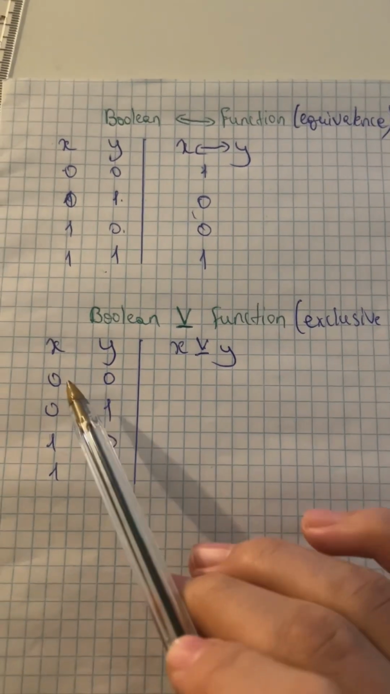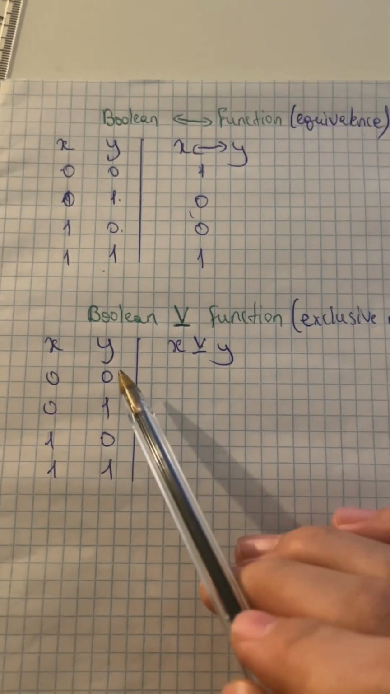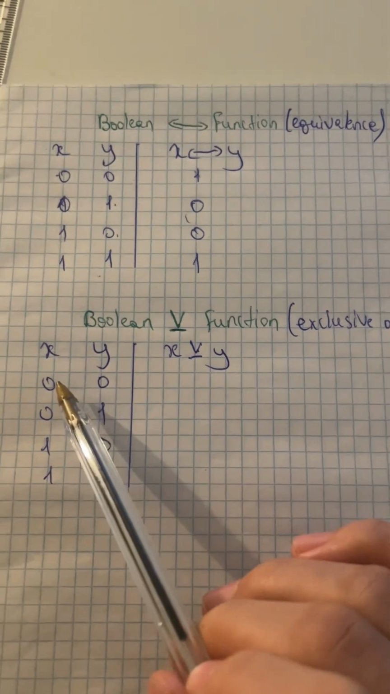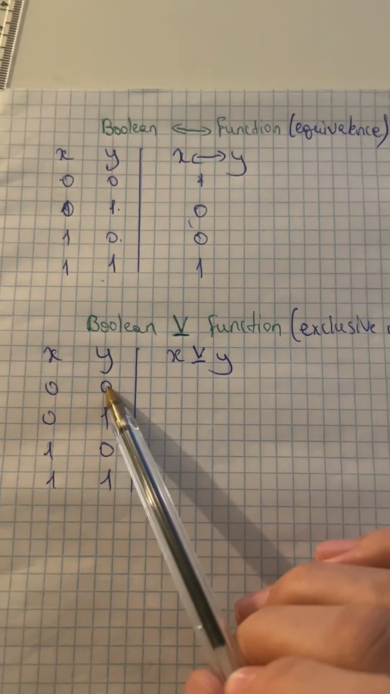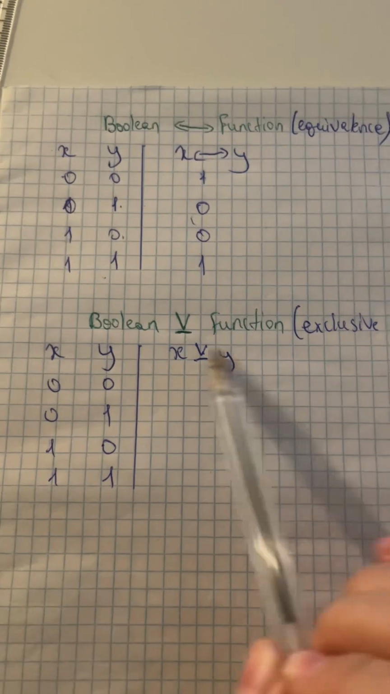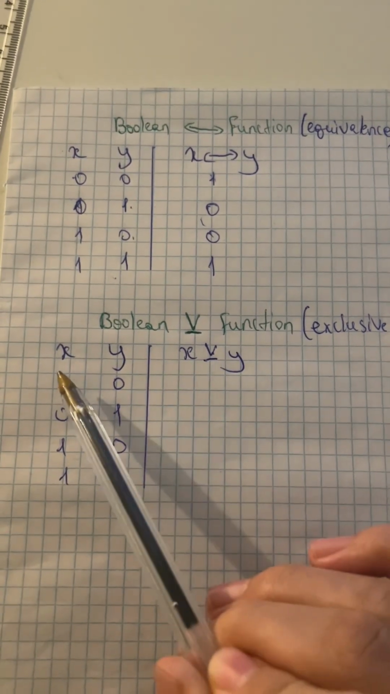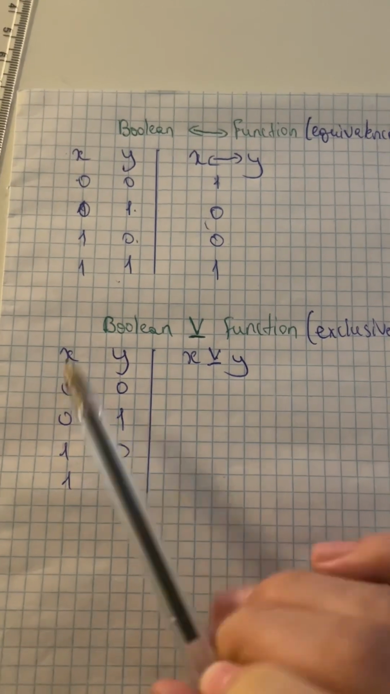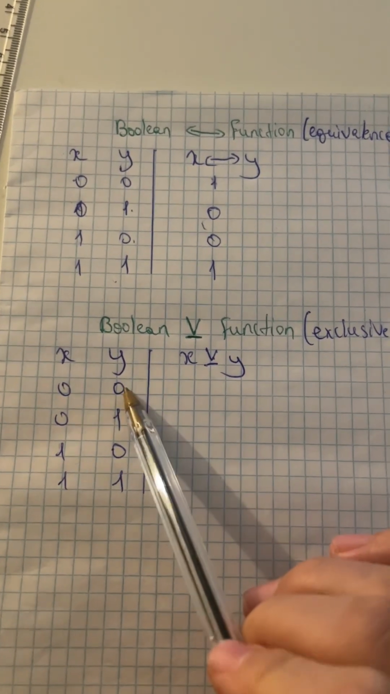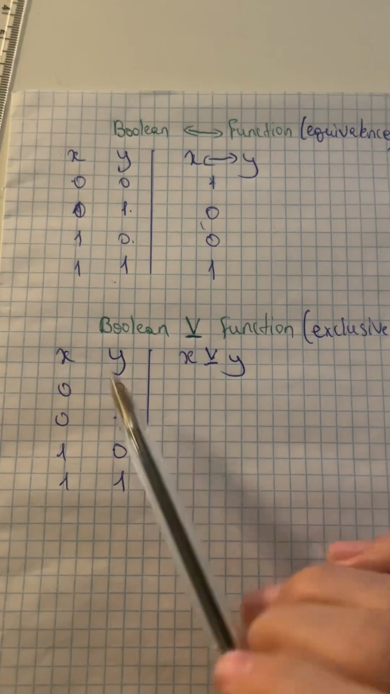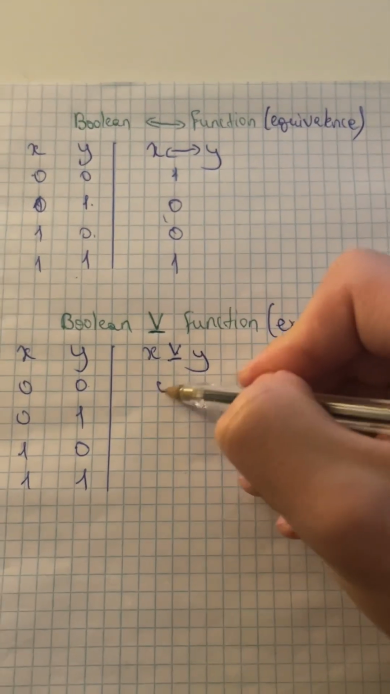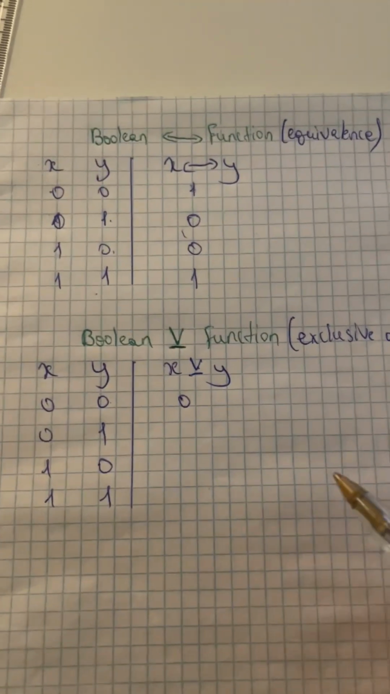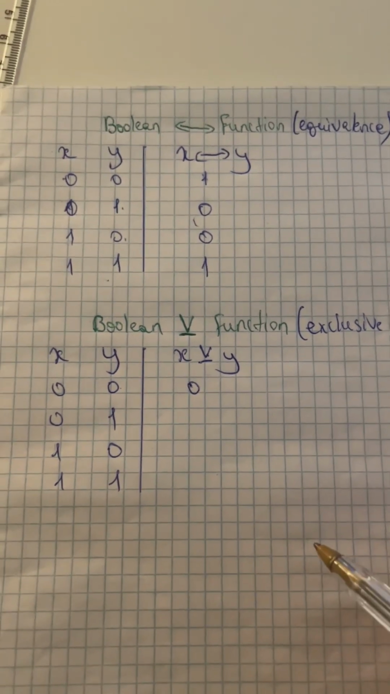Here for example 0 0, that means both of them are false, but this exclusive OR function requires one of them to be true while one of them is false. Here both of them are false, therefore x exclusive or y is 0.